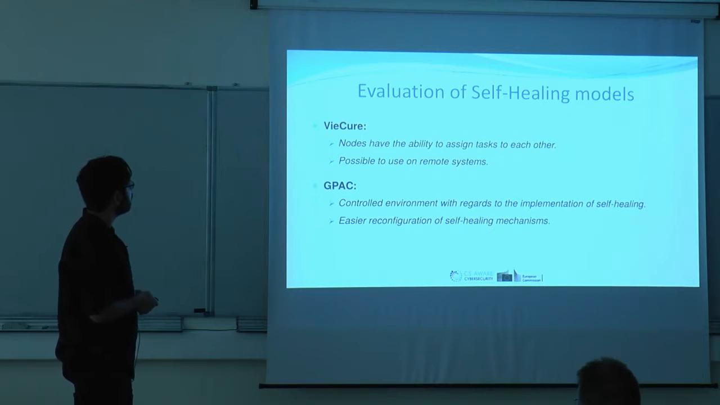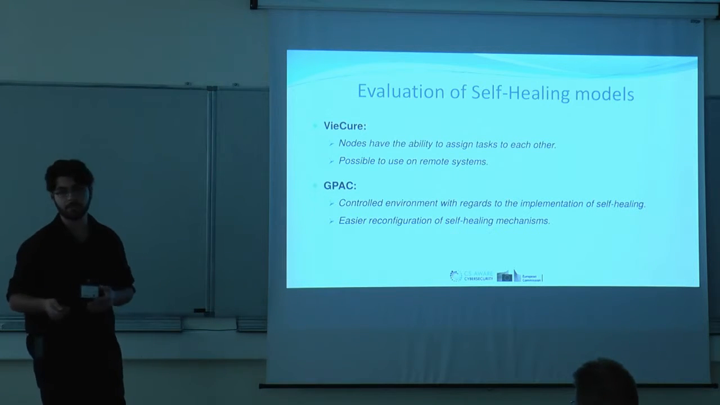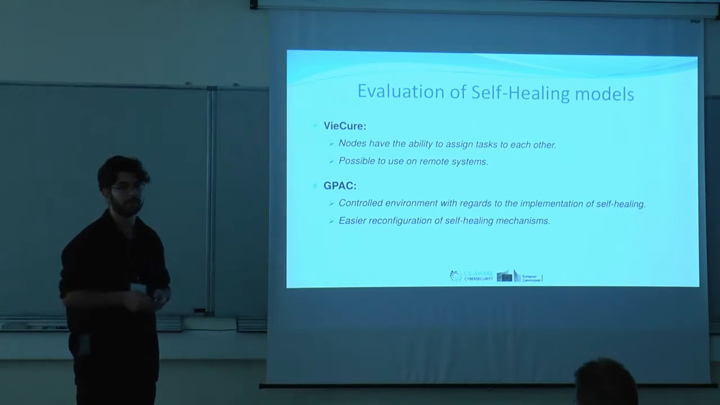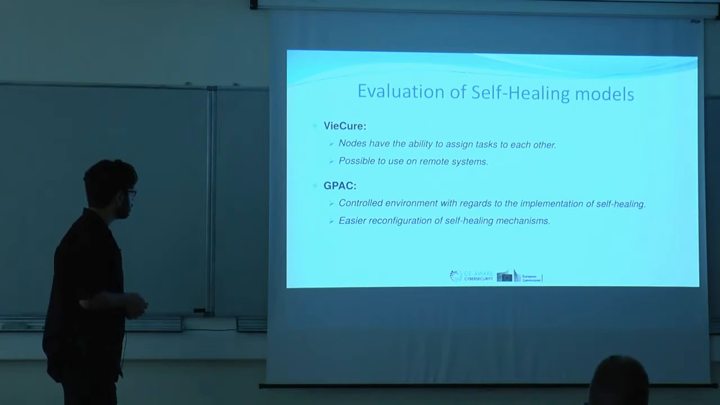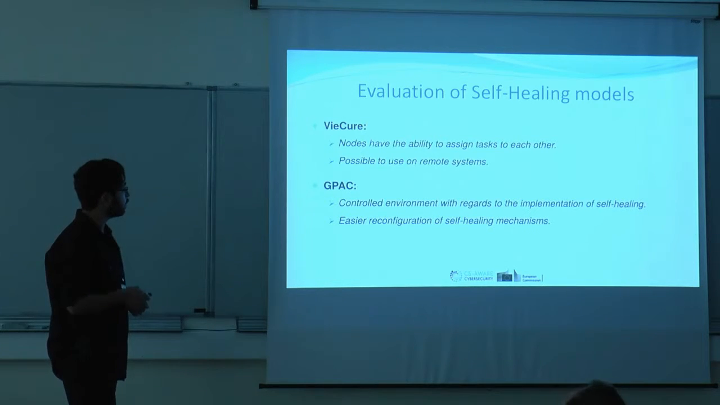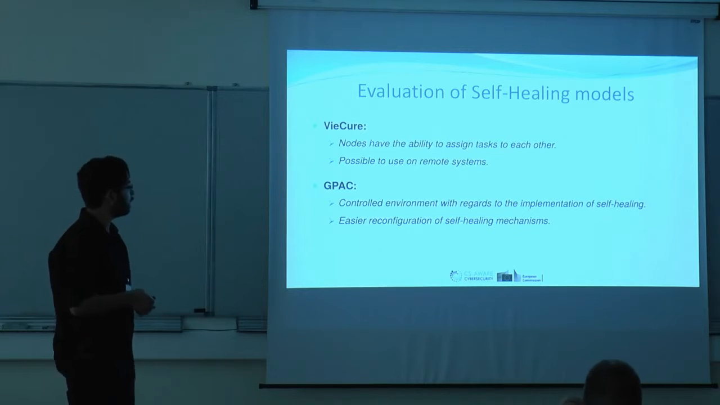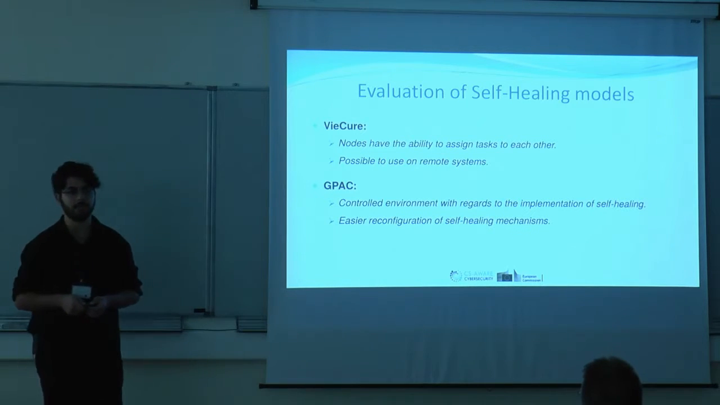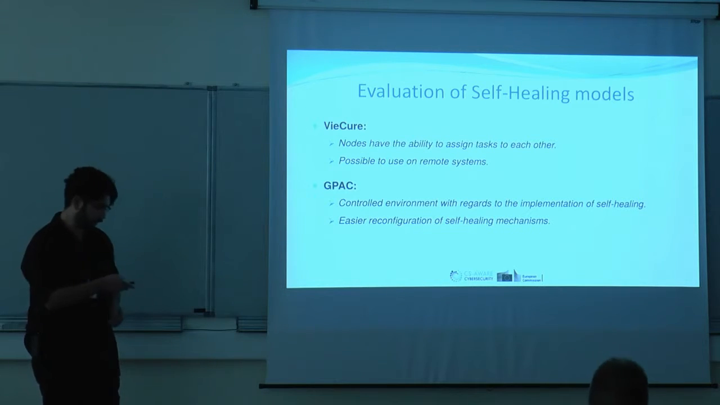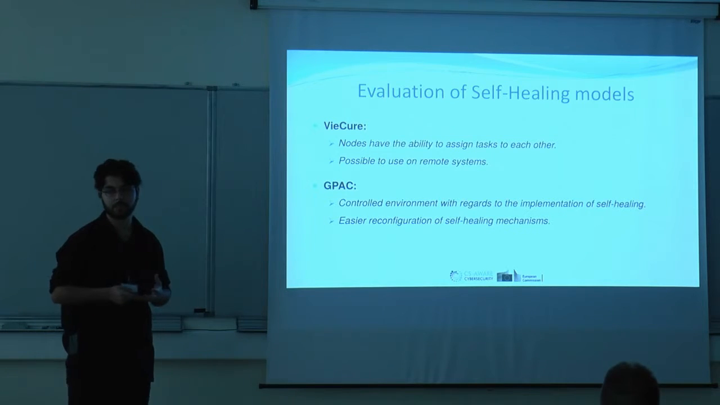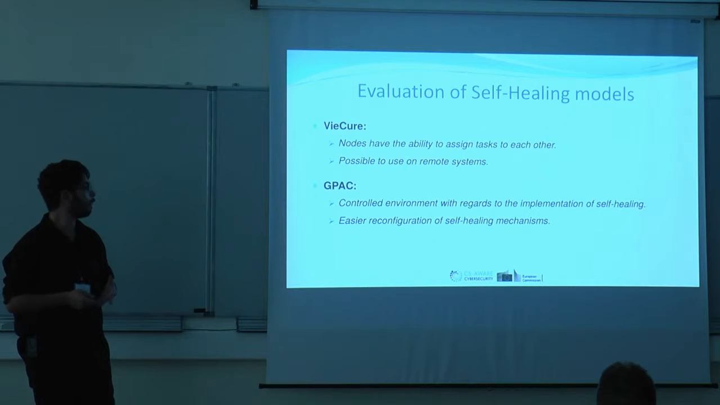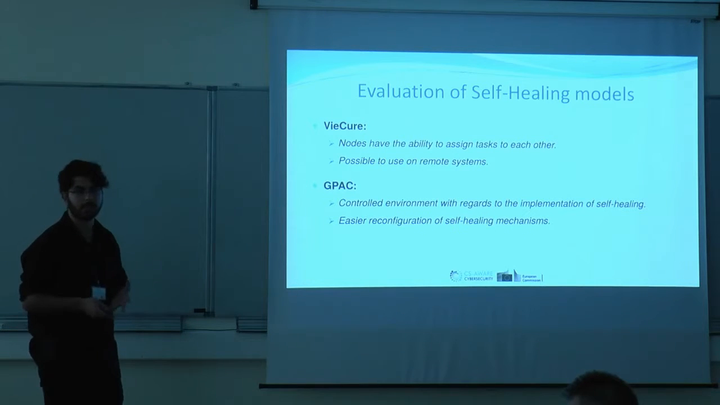Okay, VCure nodes have the ability to assign tasks to each other because it's a bottom-up model, so it utilizes an ad hoc strategy. It's possible to use on remote systems, which is really important. GPAC offers a controlled environment with regards to the implementation of self-healing and easier reconfiguration of self-healing mechanisms. It's really important because GPAC also doesn't add any additional complexity to managing the self-healing, because self-healing is used because we want to deal with complexity, not add additional complexity.